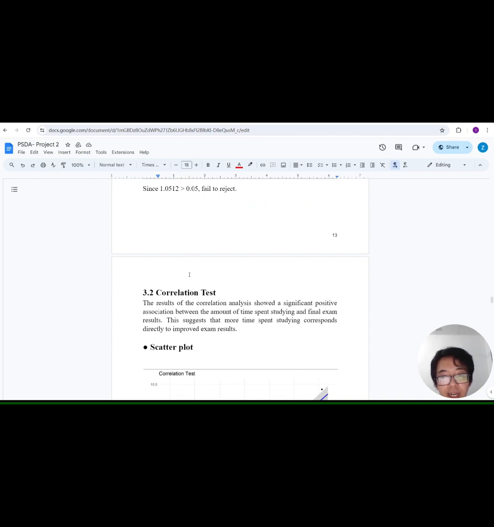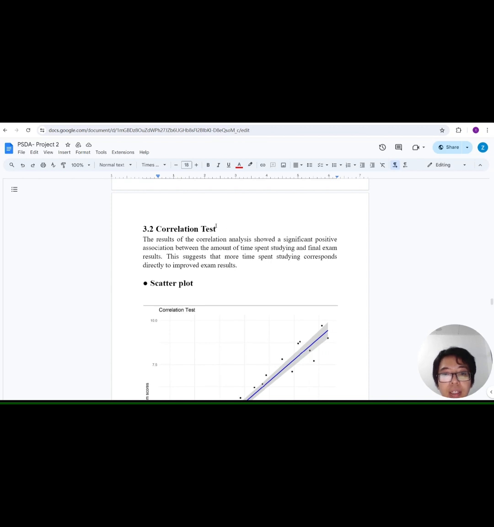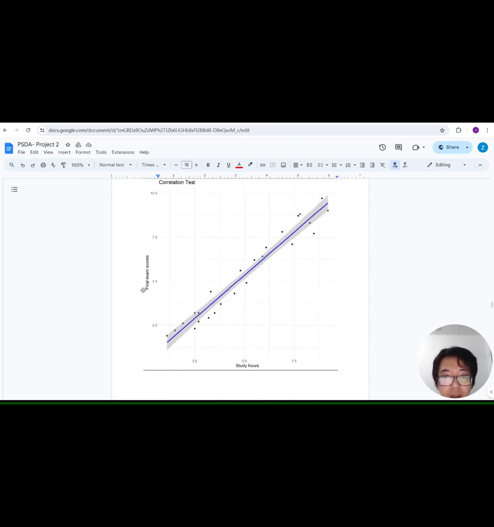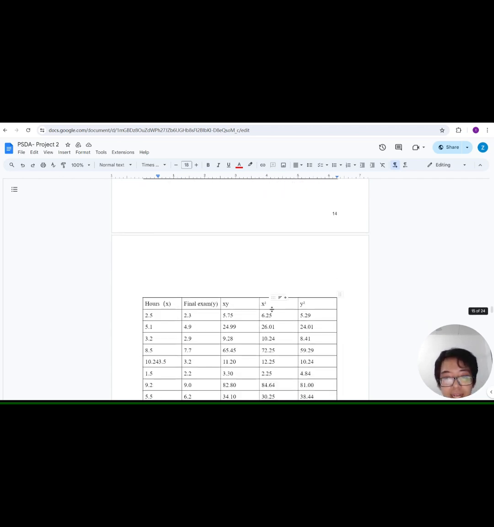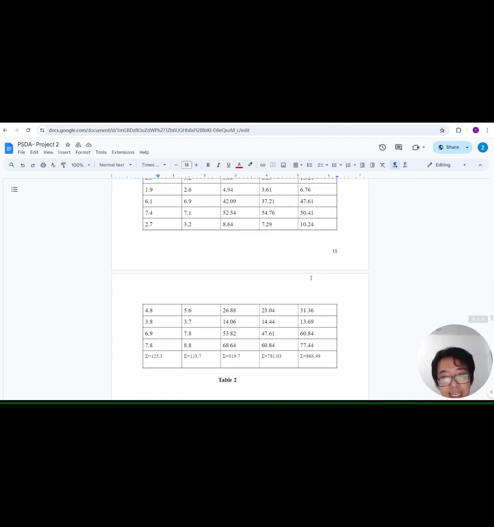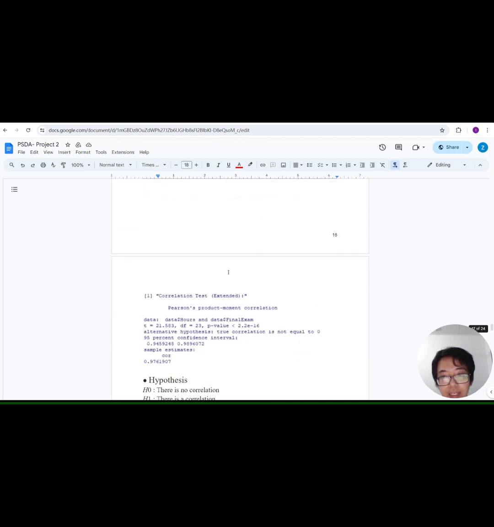explain the correlation test of the project. So this correlation test project describes the relationship between the final exam results and the study hours in the dataset. So here is the scatter plot, where y is the final exam scores and x is the study hours in the dataset. And here is the edit form, which describes the x, y, xy, x square, and y square for the dataset, and also the R code for the dataset.